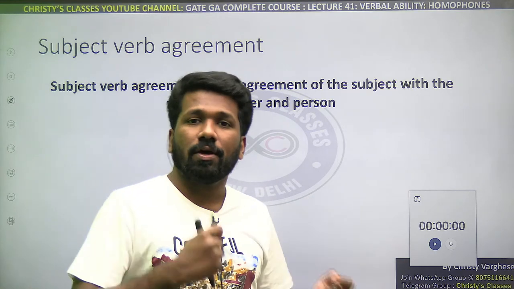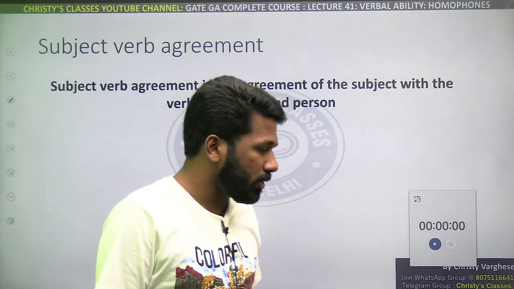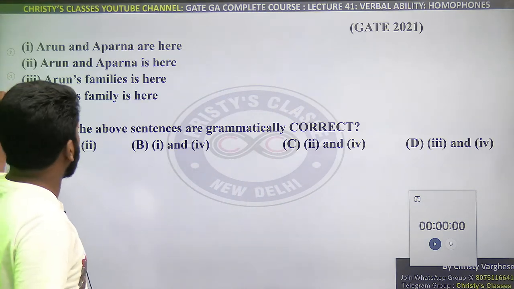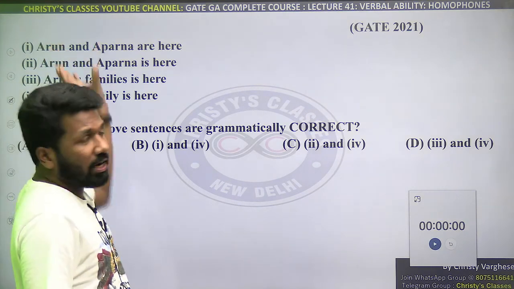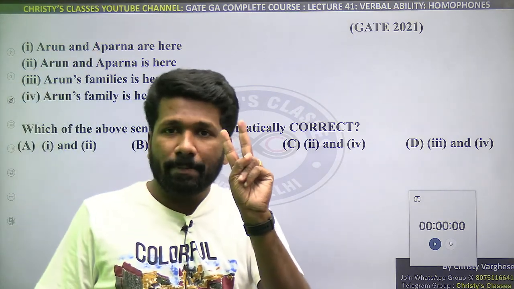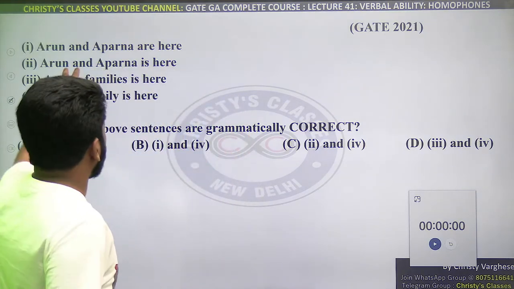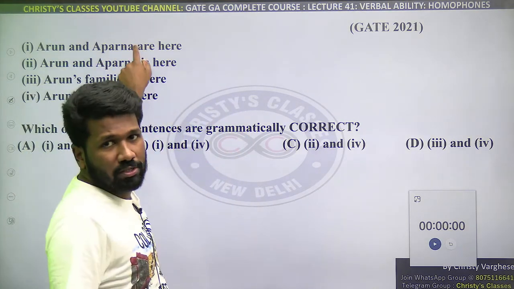If the subject is singular, the verb also should be singular. That's all. So how will that be helpful here? Arun and Aparna are two people, right? That means plural. So two people are there. So definitely the verb also, this is called the auxiliary verb.